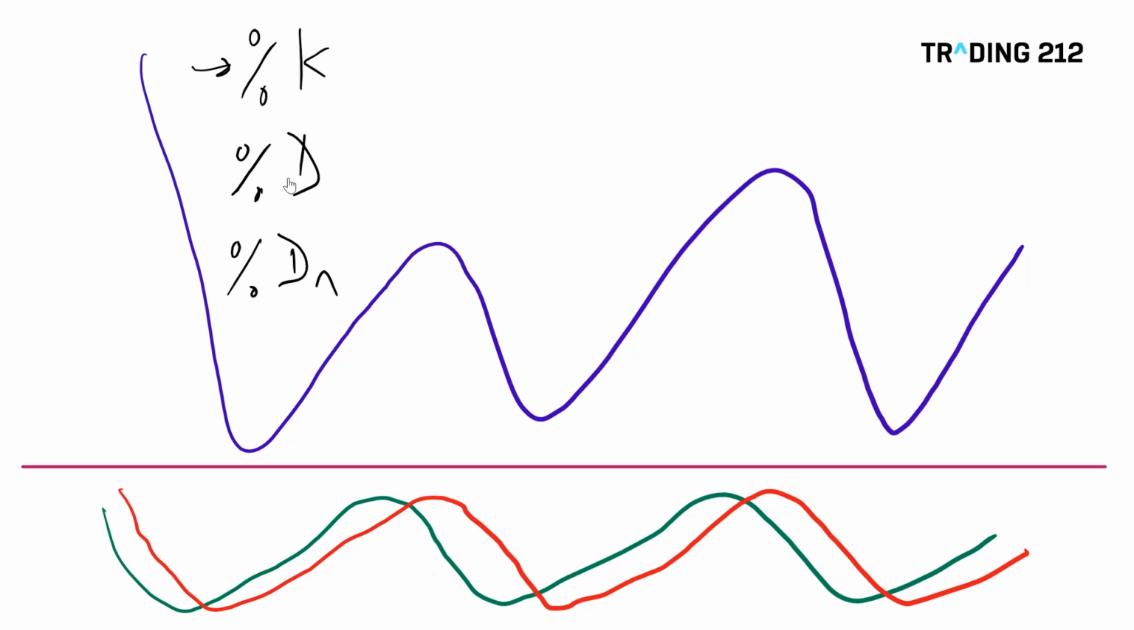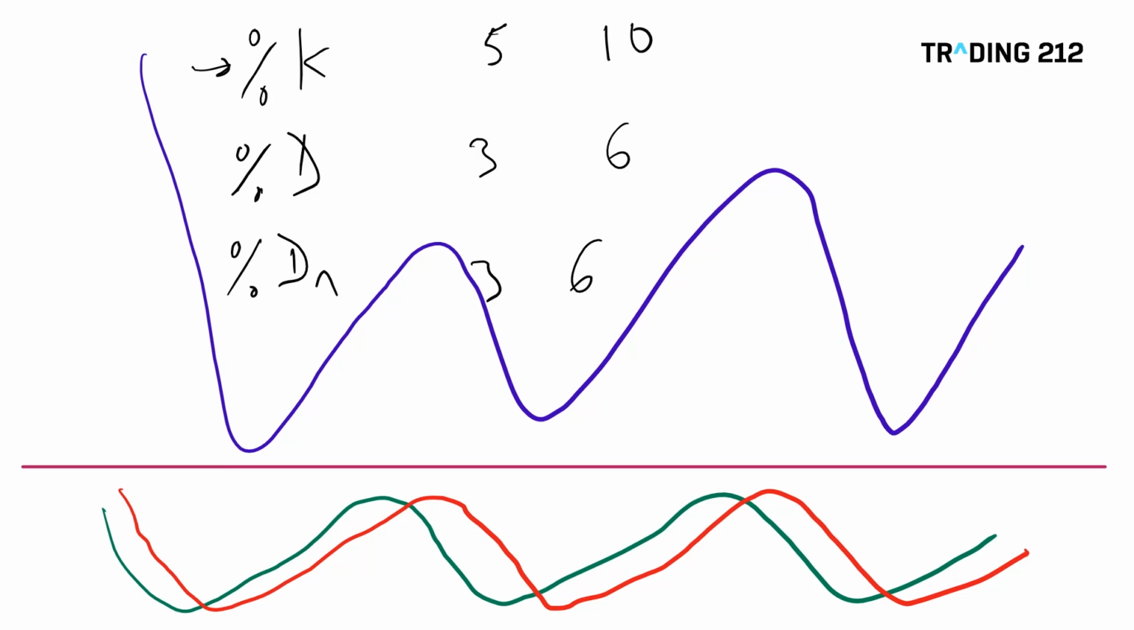But when it comes to the lines that are plotted, in this example here, percentage D is the green line, a moving average of percentage K, and then the red line here is percentage DN, which is a moving average of the moving average. When it comes to values, there are some common values. So typically a 5-day slow stochastic will have 5 for percentage K, 3 for percentage D, and 3 for percentage DN. For those looking at something a bit longer term, not drastically longer term, we can have a value of 10 for percentage K, 6 for percentage D, and 6 for percentage DN.